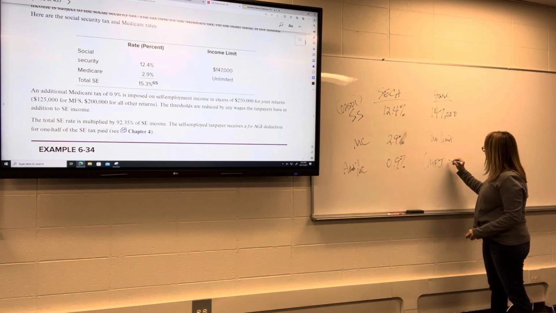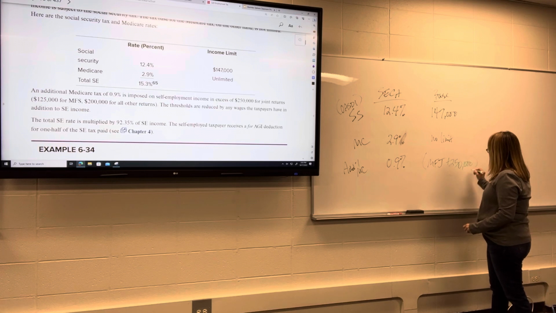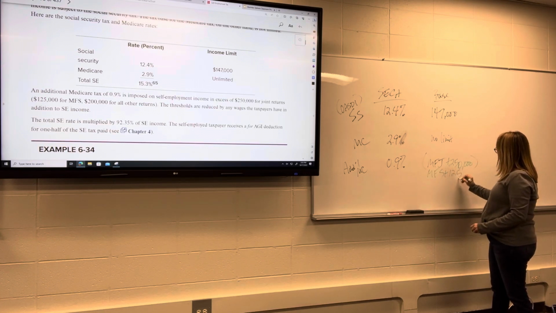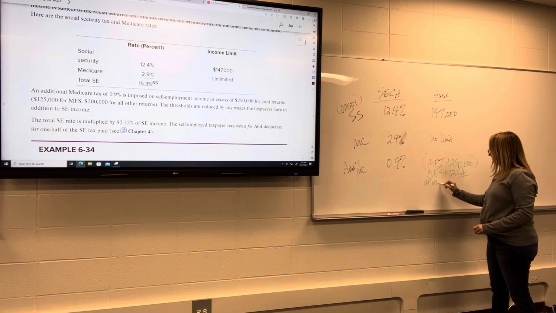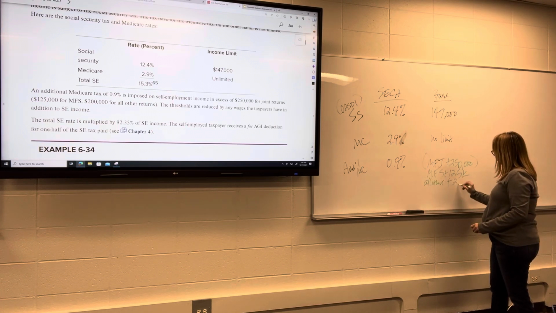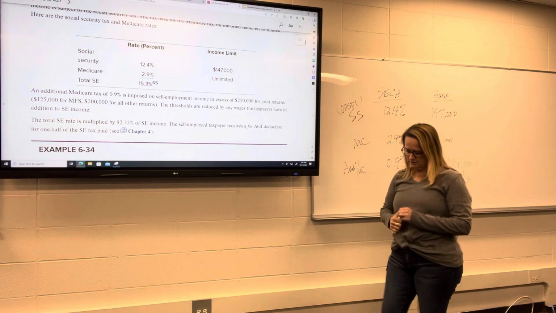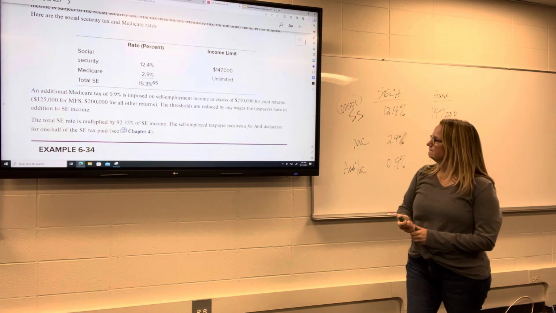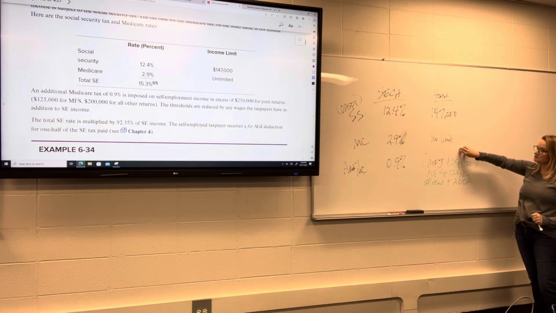So married filing jointly over 250,000. That's going to be applied. Married filing separately over 125, and all others over 200,000. So head of household, qualifying widow or widower, single would be all others. All right, so we've got our bases here.